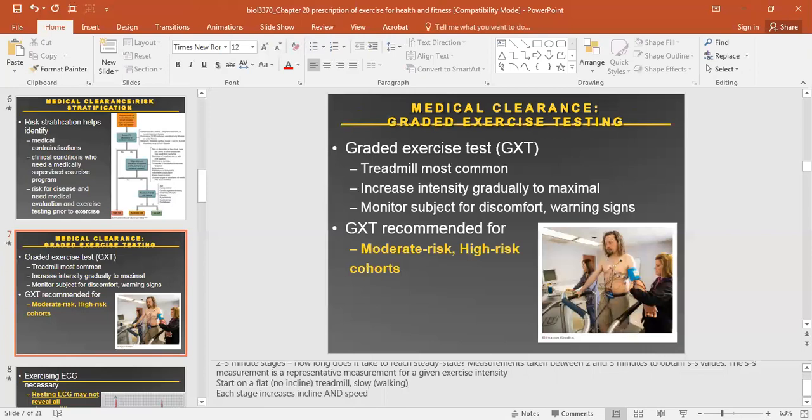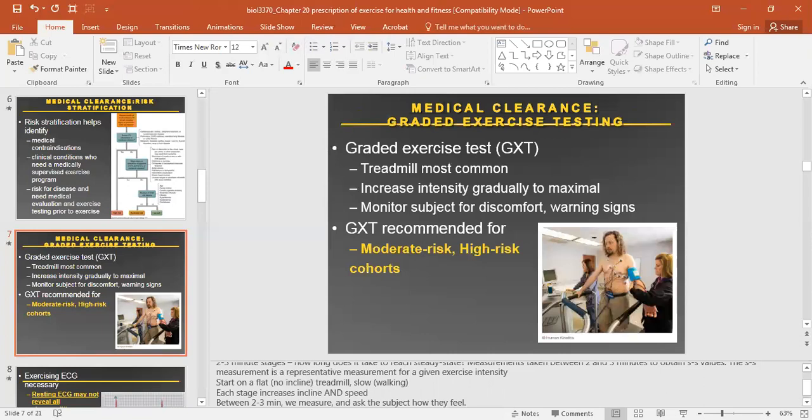At the end of each stage, between 2 to 3 minutes, we measure and ask the subject how they feel. Your most important piece of this entire graded exercise test is your subject. If the subject feels good to go on to the next stage, meaning you're about to increase the incline and speed of the treadmill, then you go. If your subject says, no, I don't feel comfortable, then you stop, period.